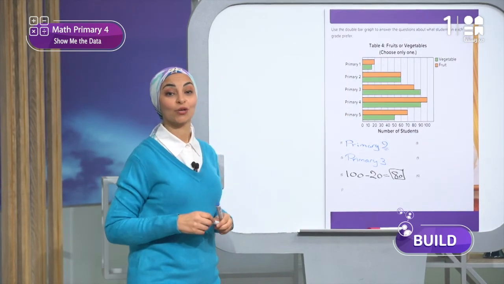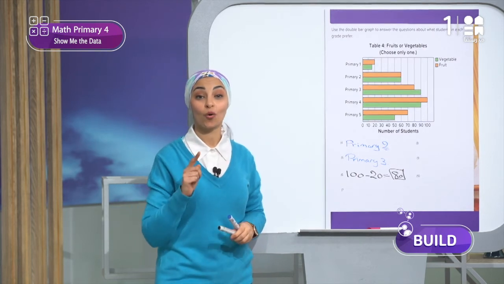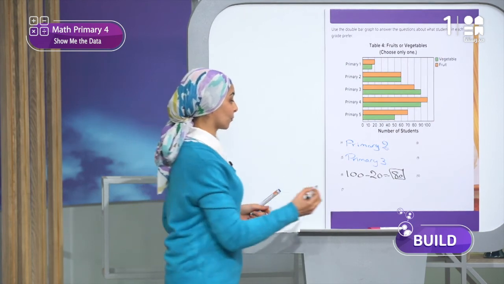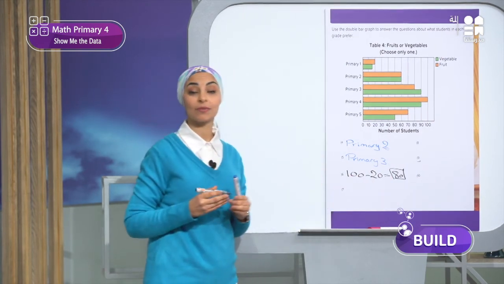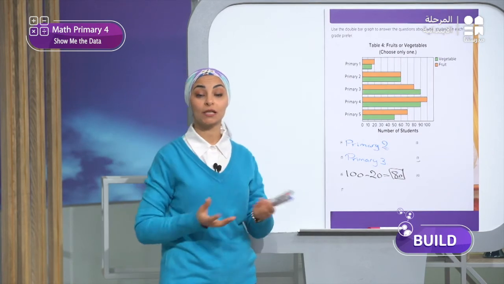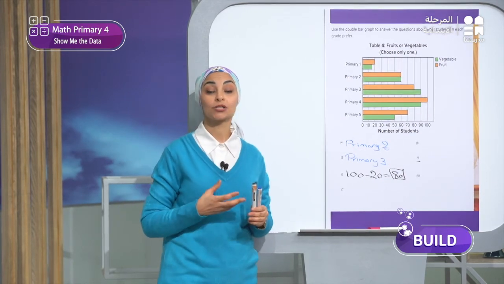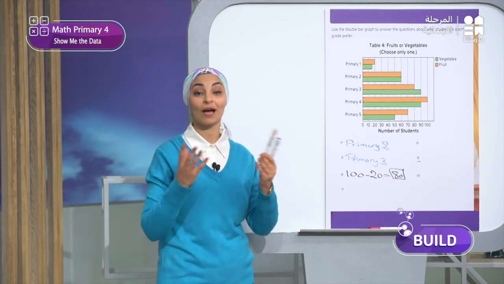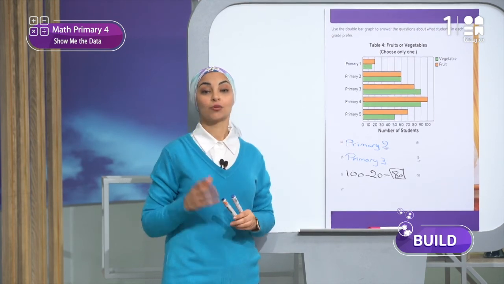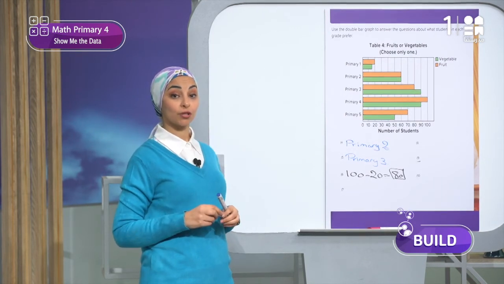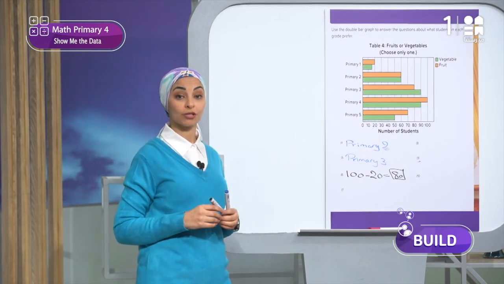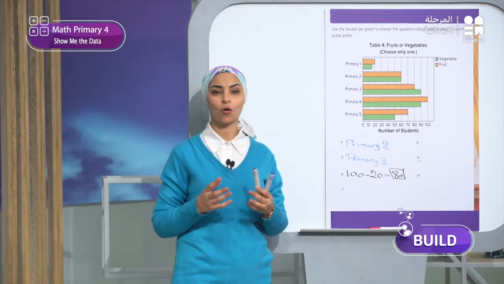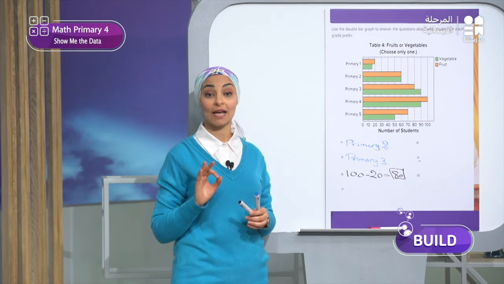Now you can answer questions 7 and 8 on your own. Let's solve now question number 9. He's asking me about the total number of students who were surveyed. What does surveyed mean? It means they participated in this survey or in collecting this information. Do you think we need to find the number of students from the fruit bars or vegetable bars? Some of you may feel a bit confused, but actually it is very easy.